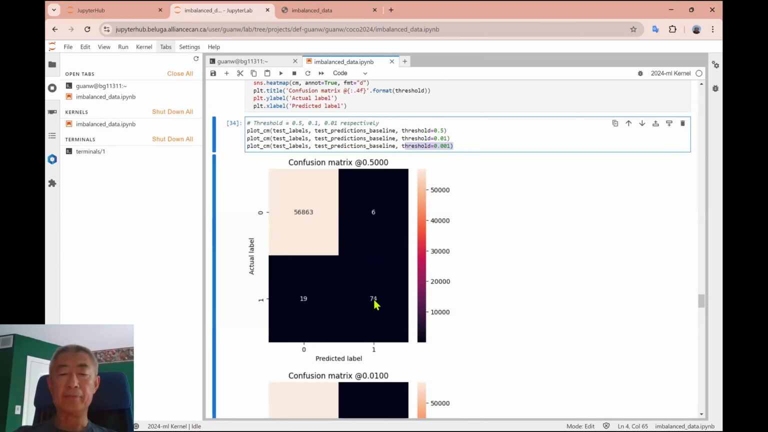So by taking the threshold at 0.5, I got 74 true positives, and 19 positive samples are misclassified, and at the cost of only 6 negative samples misclassified as positive.